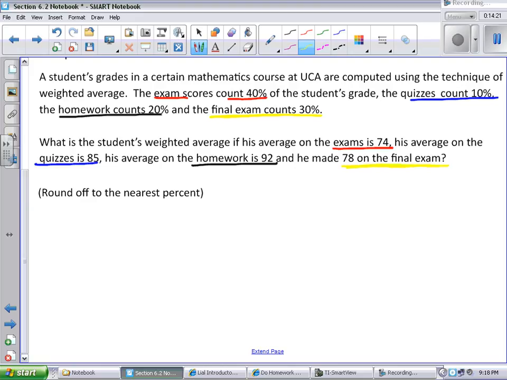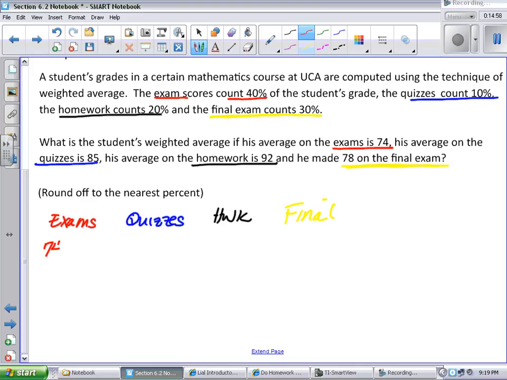So if you notice, as I was reading that, I was kind of underlining, trying to associate things together. So to calculate the weighted average, it says multiply every number by the associated percent. So if we break this down into exams, quizzes, homework, and the final, and I know that's hard to see because I wrote it in yellow, what we can do, exams count as 40% and his average was 74.